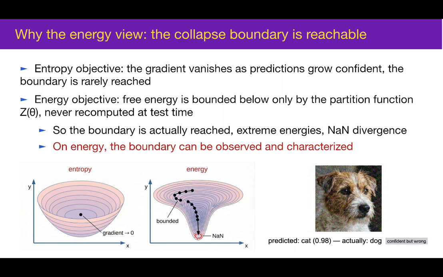So energy in here means how normal or how strange an input looks to the model. So low energy means normal. High energy means it looks strange, and the energy is only bounded from below by a term called the partition function, which is never recomputed during testing. So the energy can keep dropping and dropping with no floor, something like that.